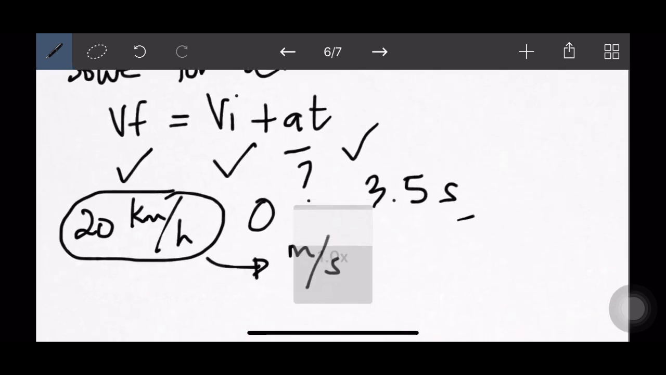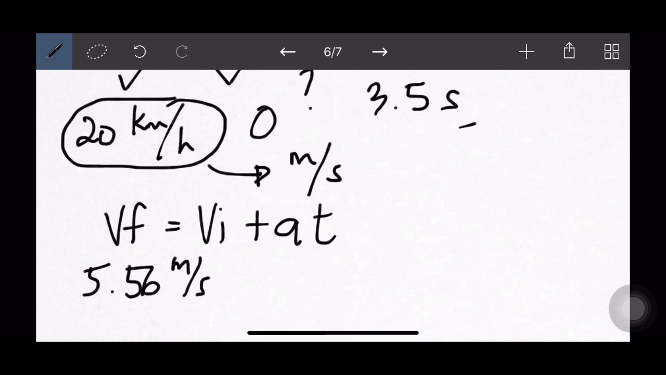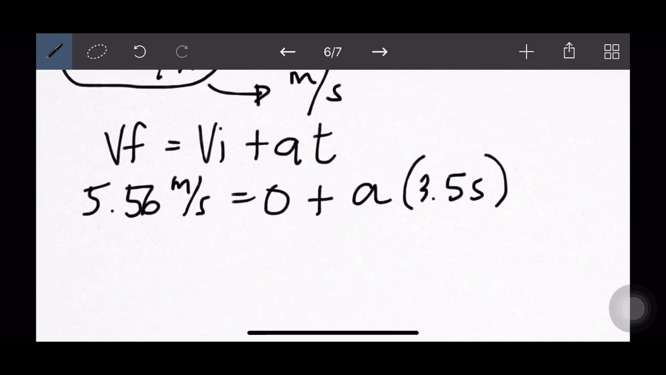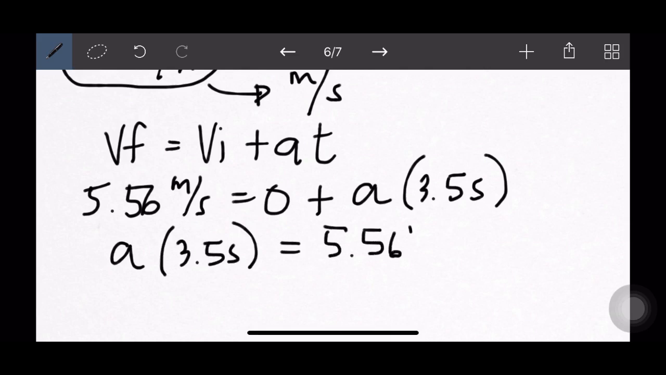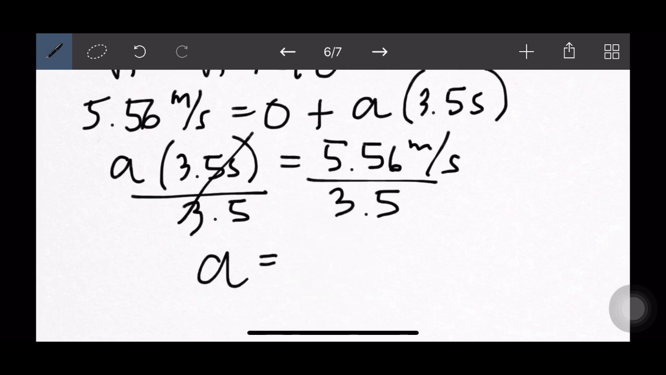Okay, so now we can solve. vf equals vi plus at. To solve for the acceleration, this value is 5.56 meters per second. This is 0 since this is at rest. Acceleration unknown, and the time is 3.5 seconds. So you have a times 3.5 seconds equals 5.56 meters per second. So divide both sides by 3.5 to cancel. So you have here acceleration, which is equal to 1.59 meters per second squared.